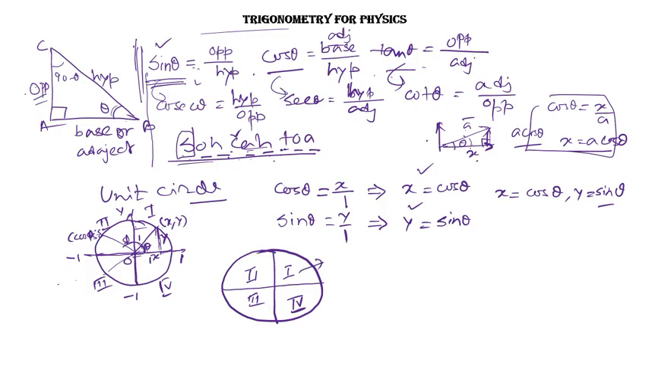Okay, here x and y both are positive. Here x is negative, y is positive, correct? Like the x coordinate, if I take, x is negative and y is positive. In the third coordinate, both x and y are negative. In the fourth coordinate, x is positive and y is negative. So now we can replace x and y with cos theta and sin theta.